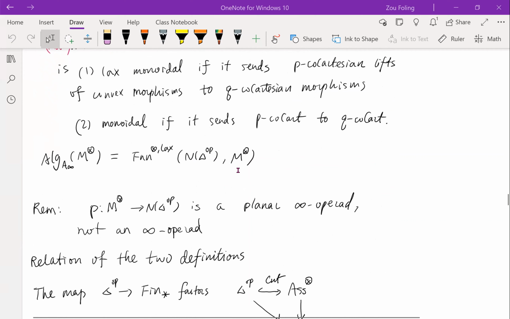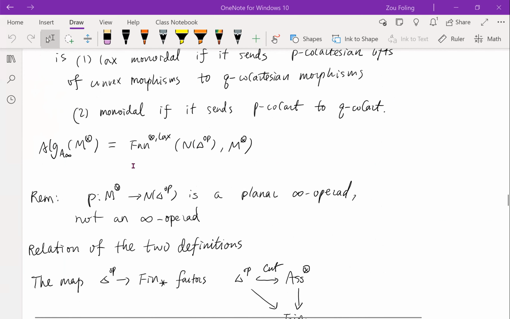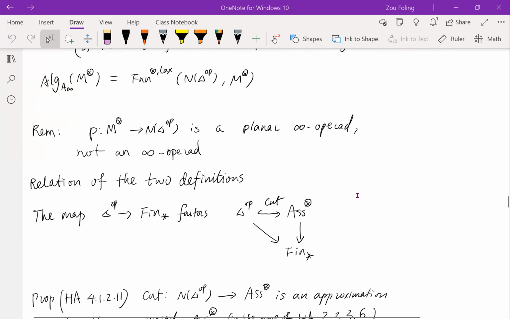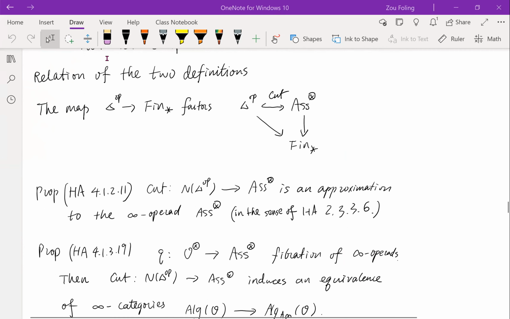Okay, so up until now, we have a very similar flavor to the story of infinity operads, with the distinction, as a remark, that this is not an infinity operad, but some generalized version called a planar infinity operad. And there is a comparison of these two definitions. The map from nerve of delta op to fin star actually factors through the associative tensor.